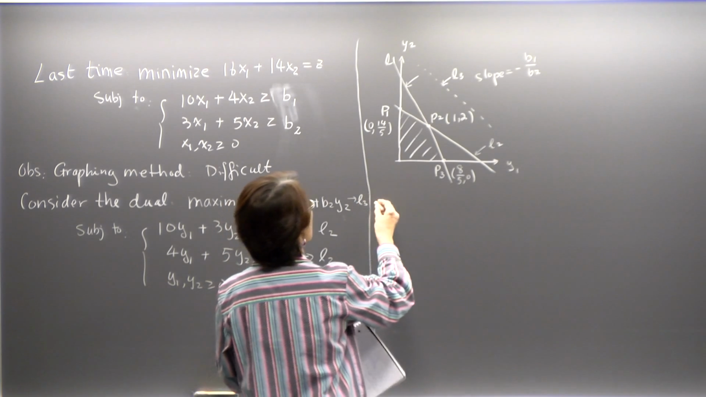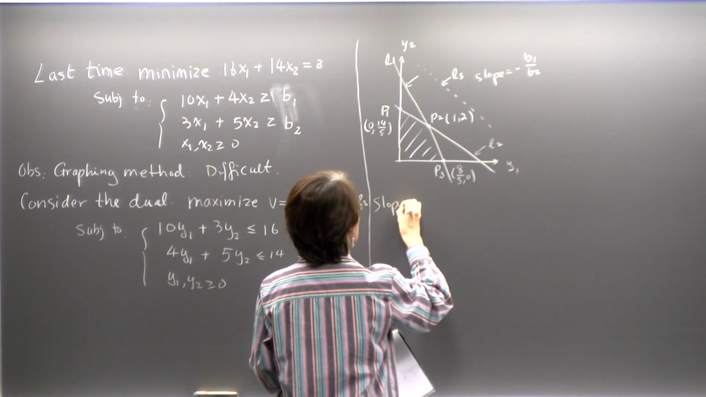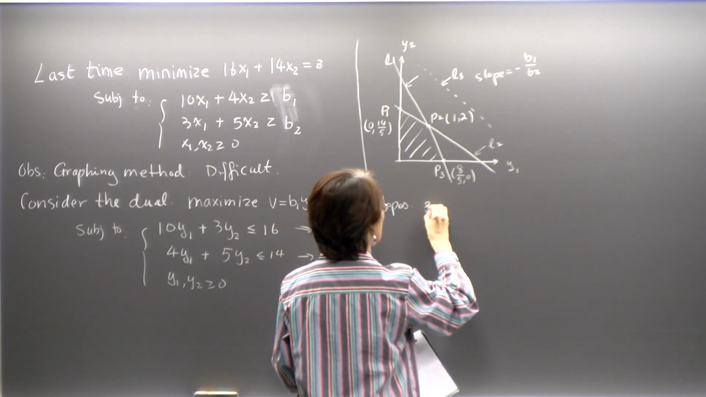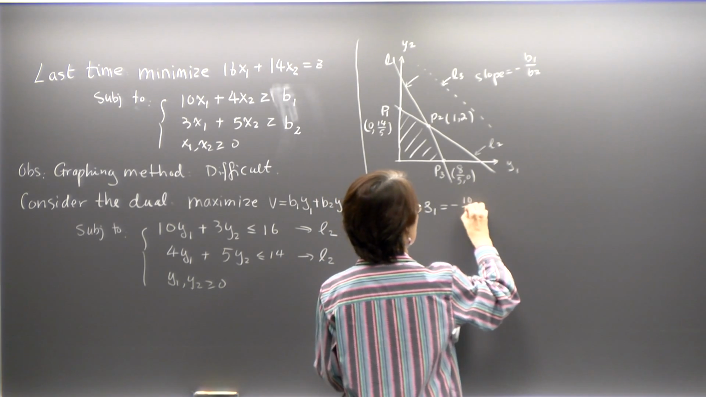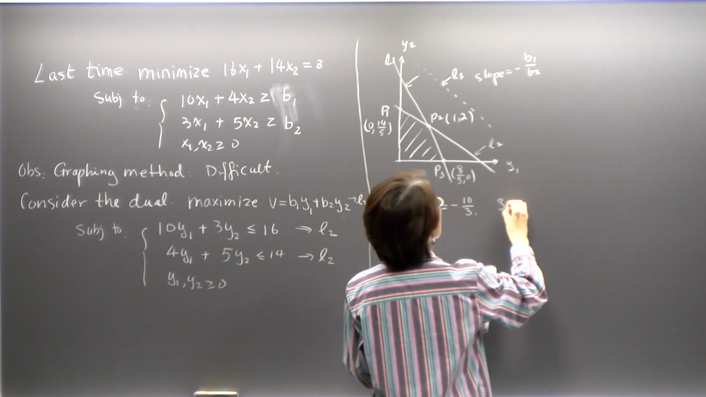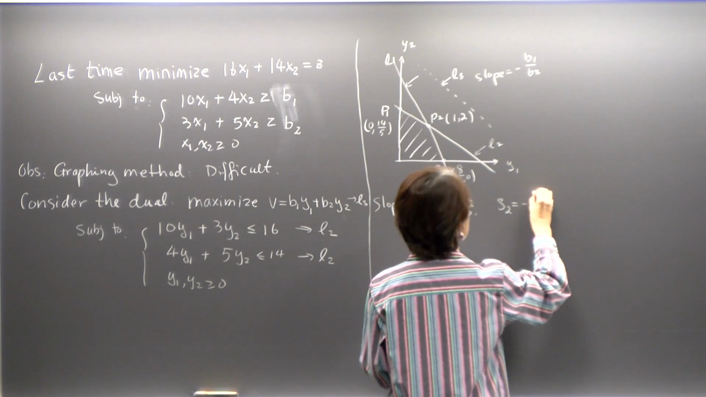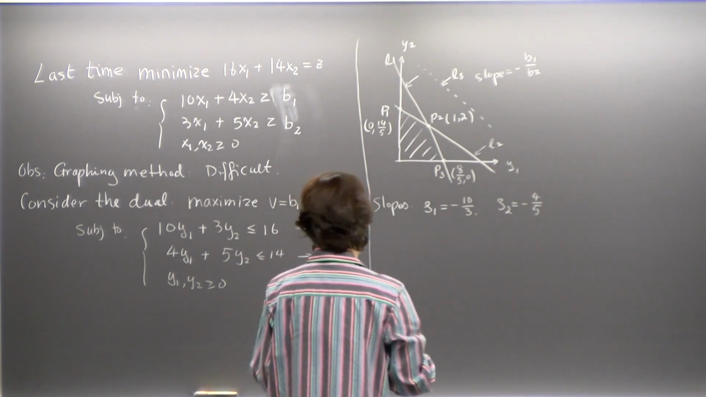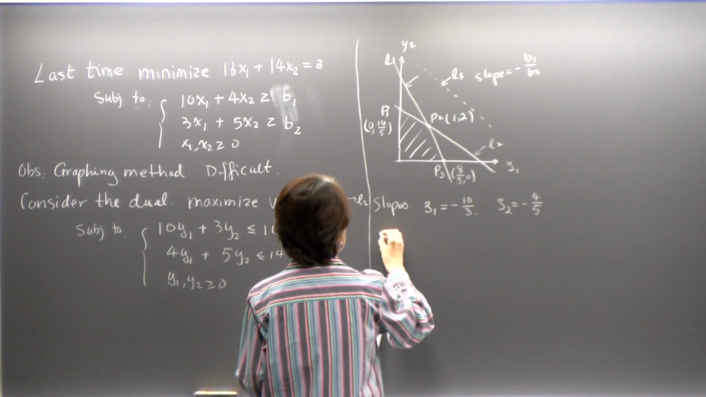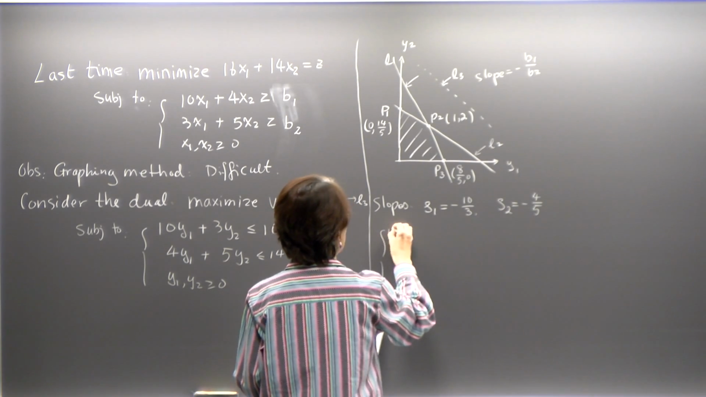So let's get these slopes. So I have these slopes. S1 will be negative 10 over 3, and S2 will be negative 4 over 5. Okay? And we can do a similar discussion. So we have the following discussion depending on the slope.